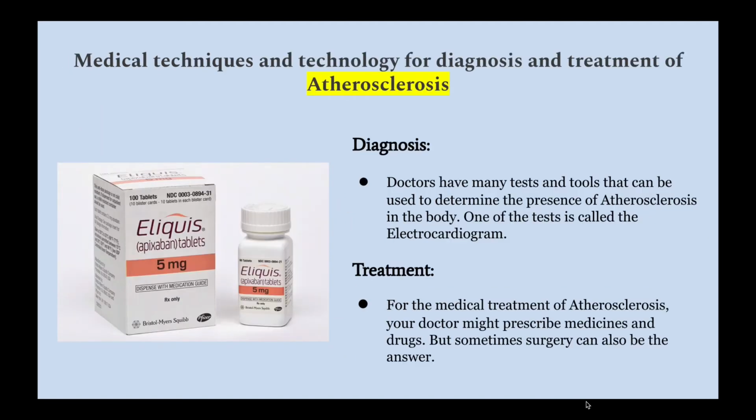So for the medical diagnosis, doctors have many tests and tools that can be used to determine the presence of atherosclerosis. One of the tests is called electrocardiogram. Electrocardiogram is a simple test that records the electrical signals of your heart. And for the medical treatment of atherosclerosis, your doctor might prescribe medicines and drugs. But sometimes surgery can also be necessary, so you might have to go through this procedure called endarterectomy.